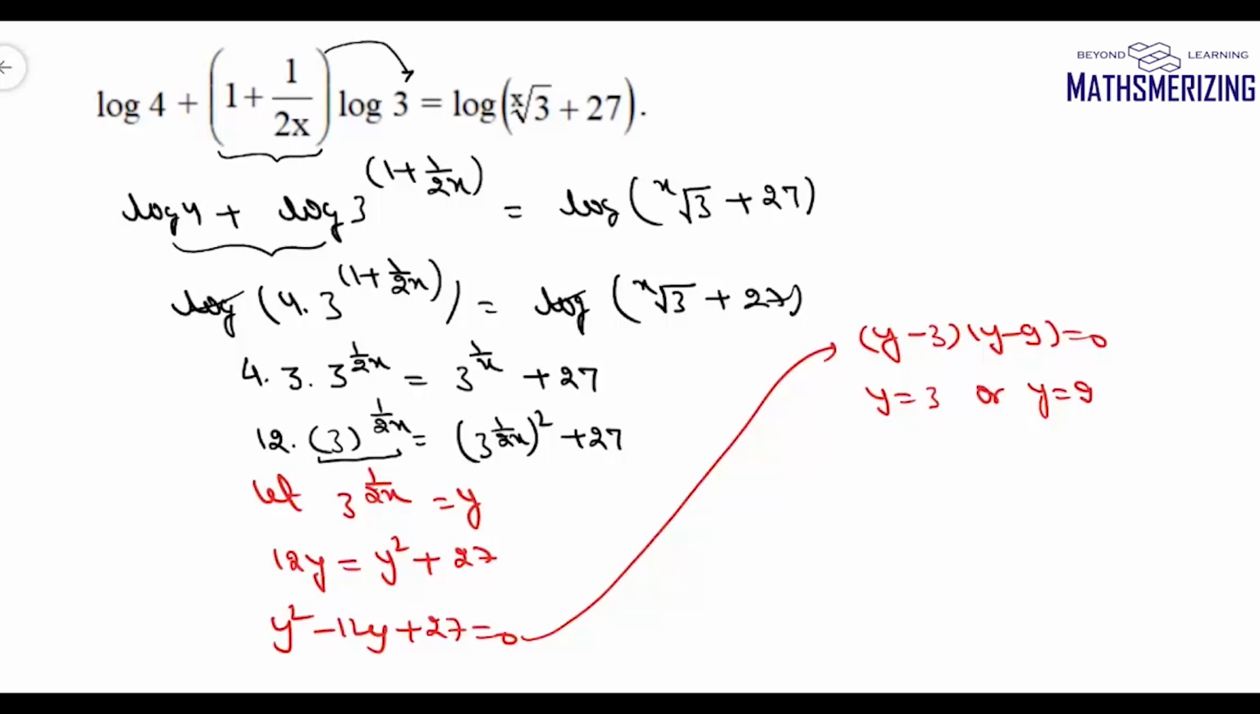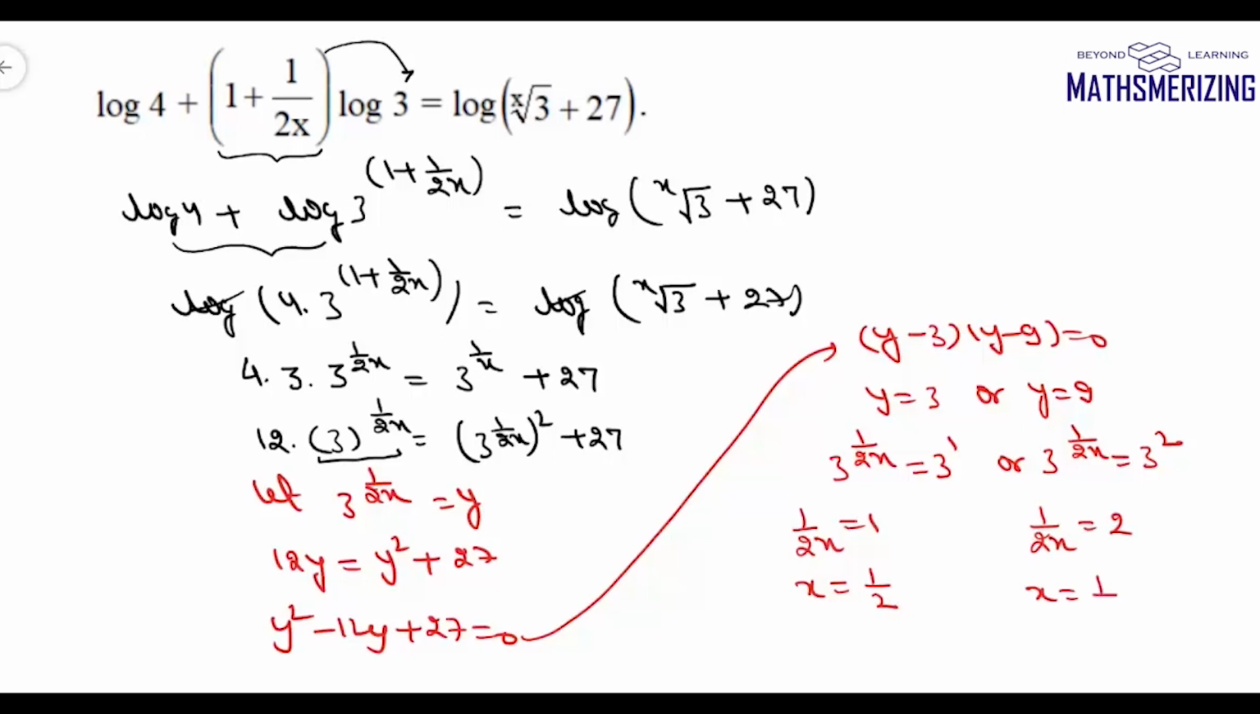Now I'll put the value of y. Y is 3 to the power 1 upon 2x. So either 3 to the power 1 upon 2x is equal to 3 to the power 1 or 3 to the power 1 upon 2x is equal to 3 to the power 2. So if I compare the powers, I'll get 1 upon 2x is equal to 1. That is, the value of x is 1 by 2 or 1 upon 2x equals 2. That is, the value of x is 1 by 4.